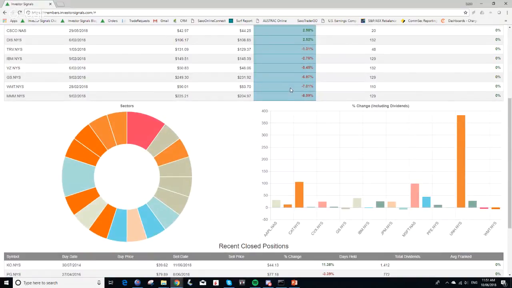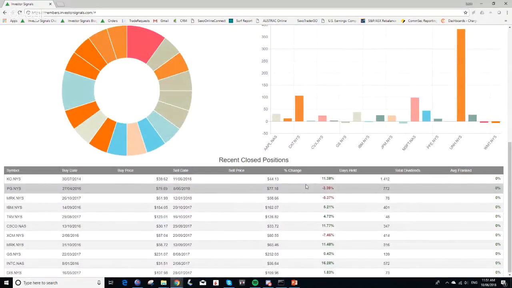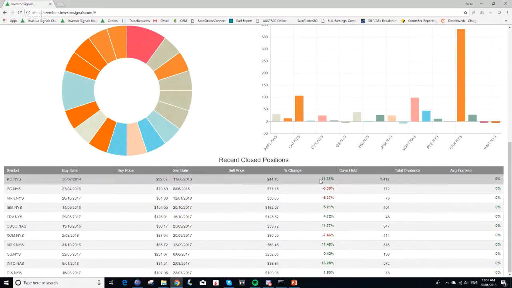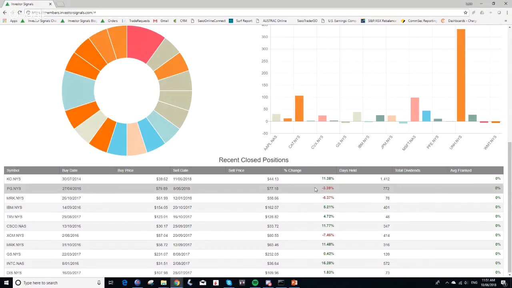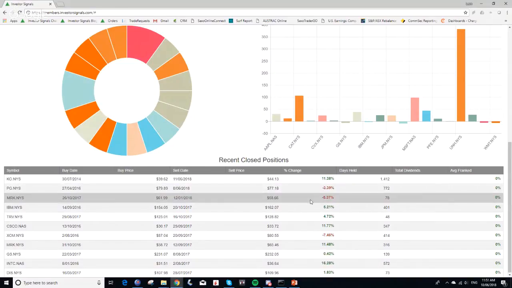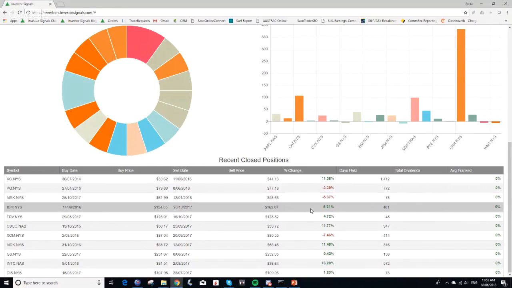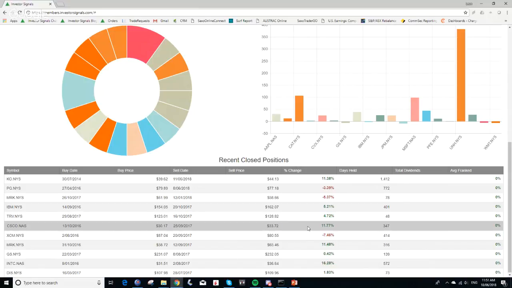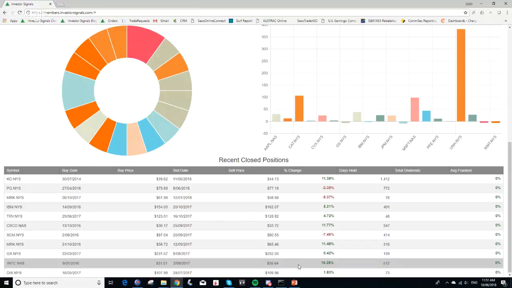If we go down to the recent closed positions and we just have a look at the performance of the stocks that have recently been removed from the model, we can see there Coca-Cola delivered 11% return, Procter & Gamble, Merck delivered small losses, IBM delivered a small gain, Travelers Insurance was closed out for 4.7% gain. Cisco delivered 11%, and so on. So you can move through those.